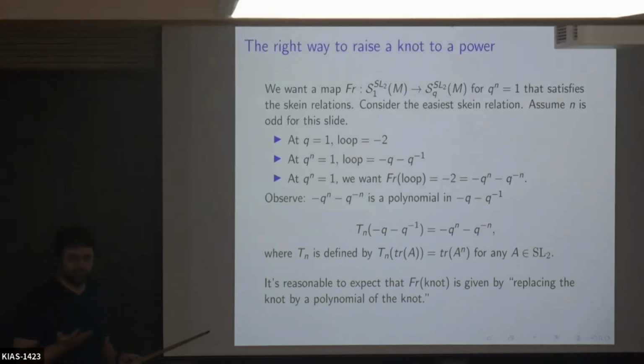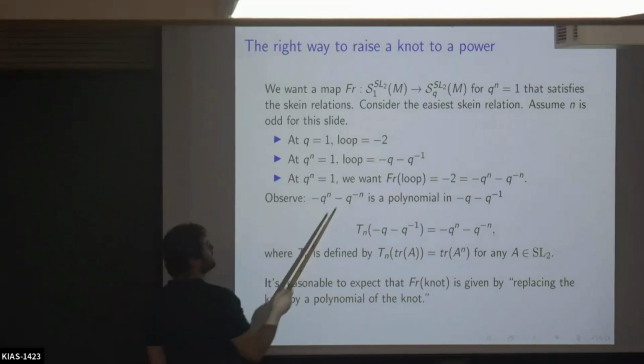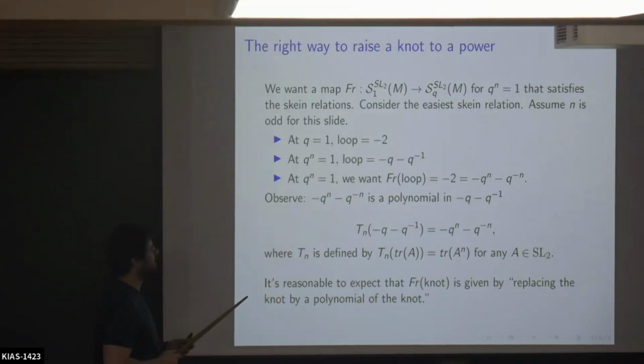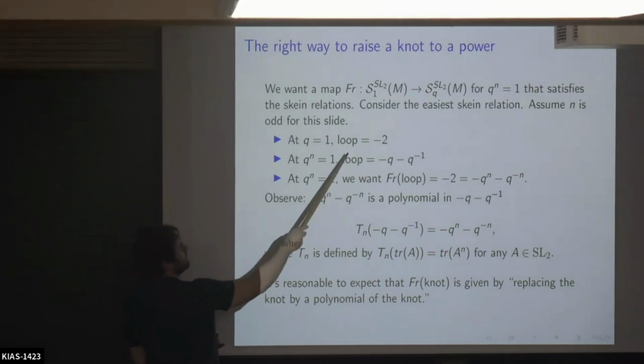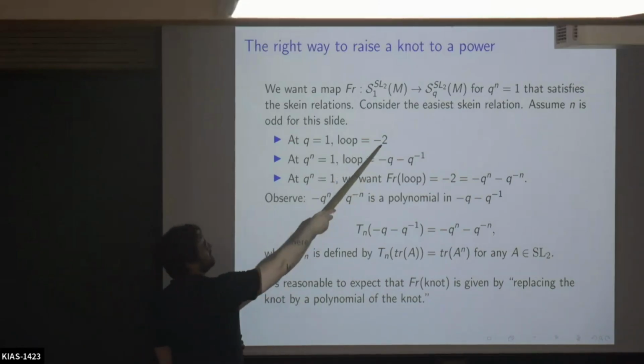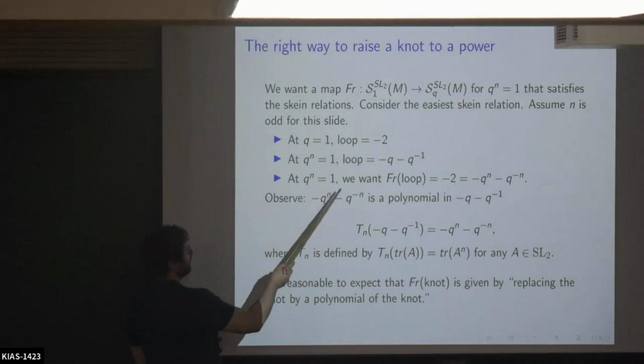So I'm going to tell you what I mean by raising a knot to a power. We want a map that goes from the q equals 1 Skein module to the root of unity Skein module. And we want it to satisfy the Skein relation so that it'll be a homomorphism. If we look at the easiest Skein relation, the loop equals negative q squared minus q inverse squared. When q equals 1, that's just saying that the loop equals minus 2. If we want the Frobenius homomorphism to respect this relation, we need to send the loop to something that also evaluates to minus 2 when q is a root of unity.